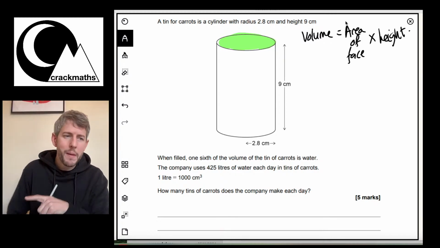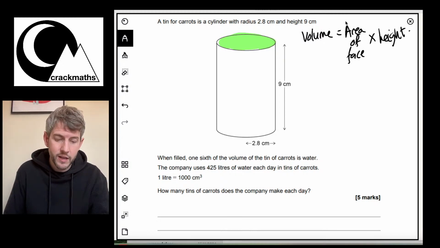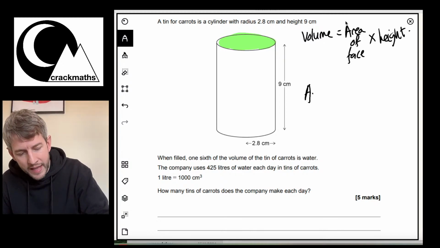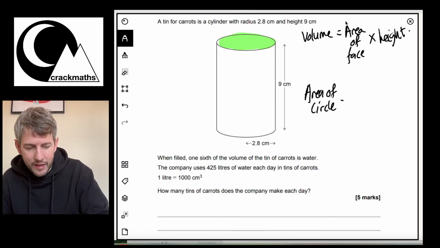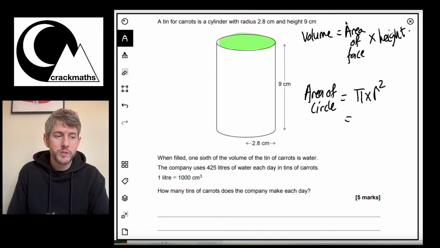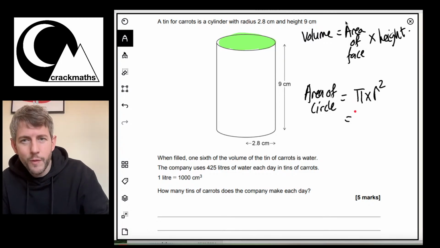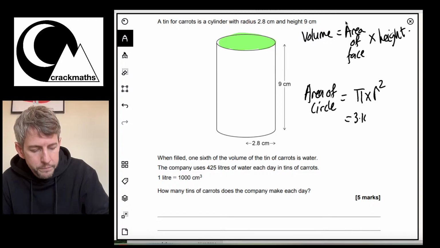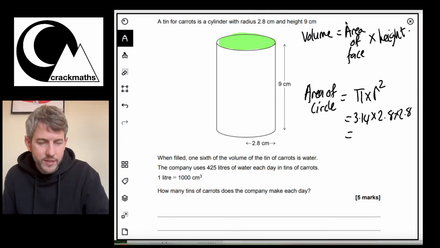Okay, now remember, because this is a cylinder, we need to know the formula for the area of a circle. So we've got here area of circle, and that's going to equal pi times the radius squared. Now remember, in functional skills maths, we always use pi is equal to 3.14. So this is going to be 3.14, and they've given us the radius, 2.8 times 2.8. So here we go.